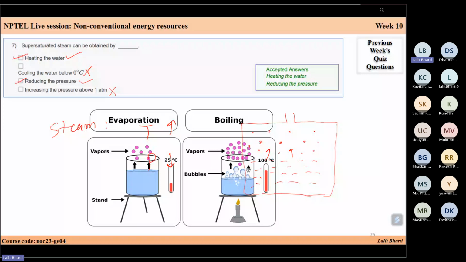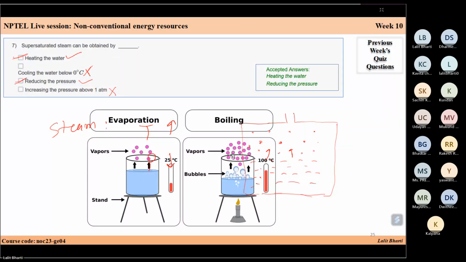In the case of water, you will see this at 100 degrees. So what is the option to increase the temperature of the steam? You just decrease the atmospheric pressure. If you decrease the pressure, your boiling point will be achieved faster. So you will get supersaturated steam in that case. So you need to basically reduce the pressure to get the supersaturated steam.